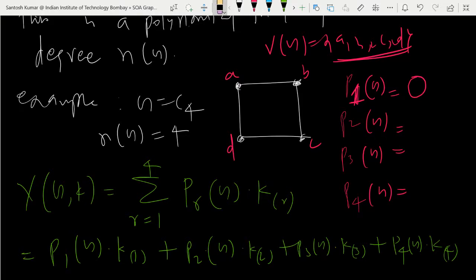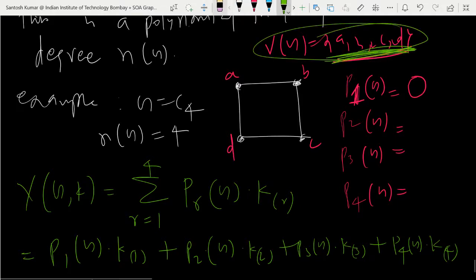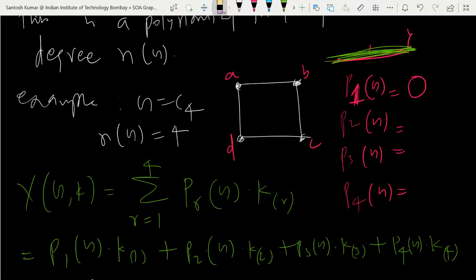We cannot write the vertex set as just one independent set. Partition means union, so you cannot break it into just one partition. There is no way for one partition. That's why we took the value of P1 as 0.